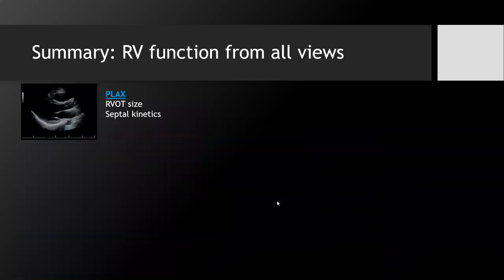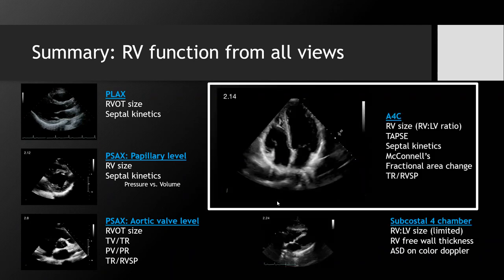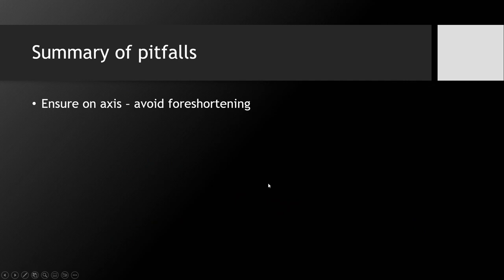And so in summary here, I'll share this slide or image. It's already on Twitter, but you can freeze your screen and save this if you'd like. This is just a summary of all the different things that we talked about that you could see at each of the different views in the echo. Not shown is the RV inflow view, which we'll talk about when we discuss TR and RVSP.